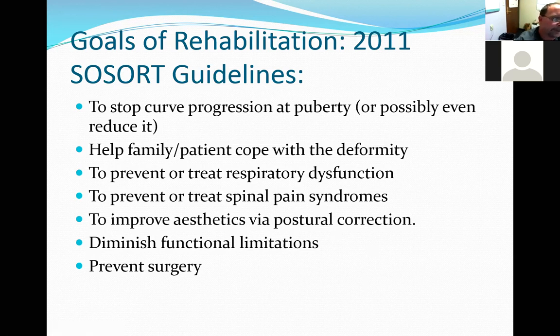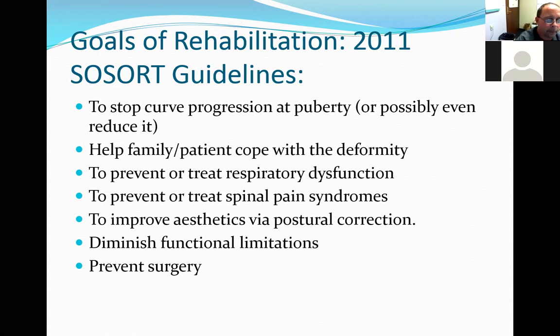Had another young lady that came to me with a 42-degree curve as a freshman in high school, softball player. She was on the news not too long ago. Her and I were. You may have seen that. I don't know if you did or not. But her goal was to try to avoid surgery, get through high school, but then go to college to play ball. So we were able to achieve that goal.